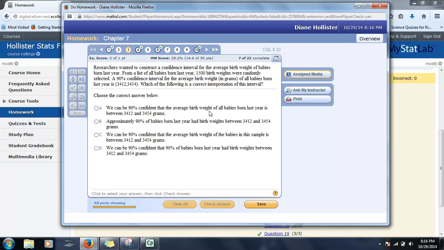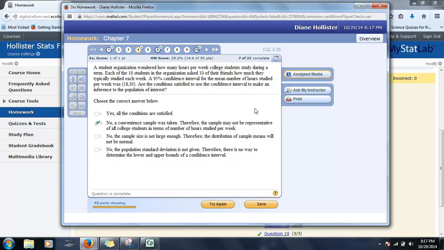The third one asks us to interpret the confidence interval. We have a 90% confidence interval about the average birth weight in grams of all babies born last year. We can be 90% confident that the average birth weight is somewhere between 3,412 and 3,454 grams.